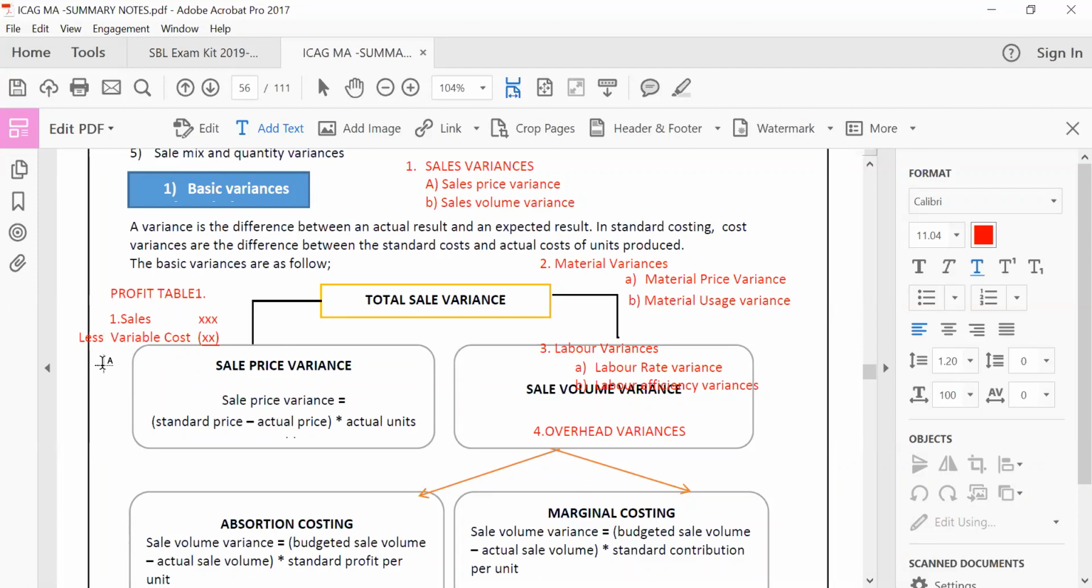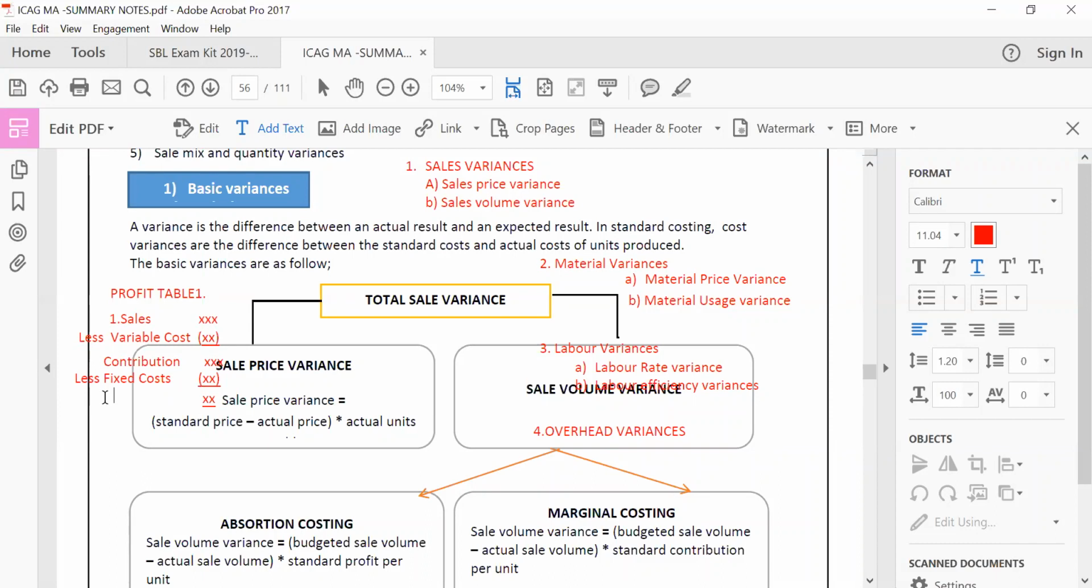Let me just subtract fixed cost from it. So let's say contribution. After getting the contribution, you will now take fixed cost out of it. So you less fixed cost. Now, the same things we do in calculating a normal profit are the items that we consider in calculating our basic variances. So at the end of the day, you end up getting your profits.